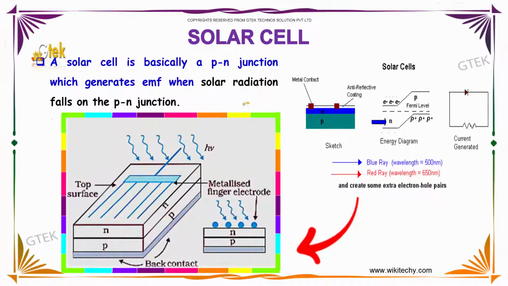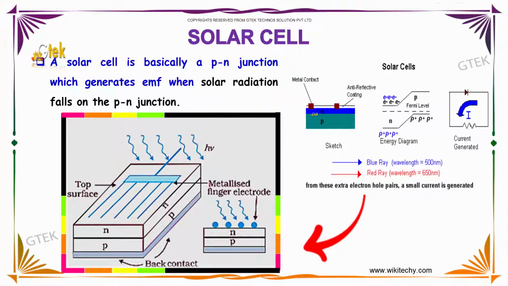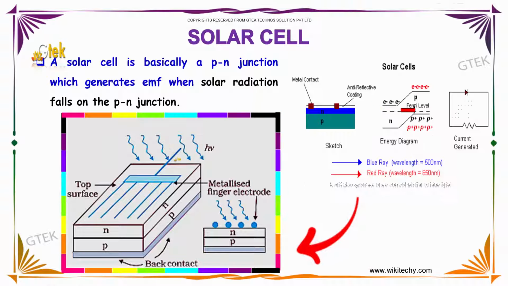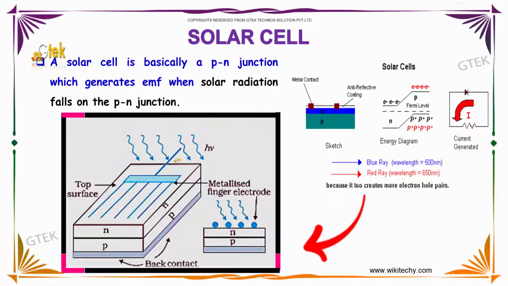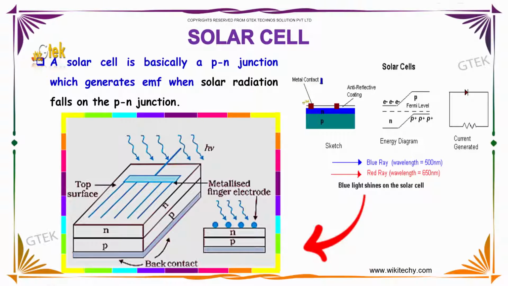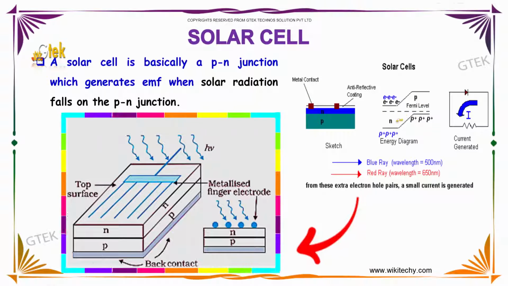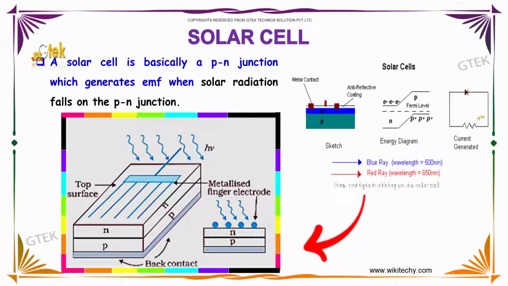A solar cell is basically a PN junction which generates EMF when solar radiation falls on the PN junction. So here is the metal contact and there is an anti-reflecting coating. You are able to see the energy diagram and the current is generated.